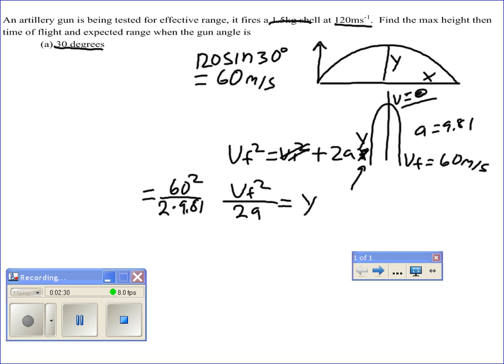And it's going to give me 184. That's pretty bad writing there, hang on. 184 meters. That's going to be the height that it travels. So 184.